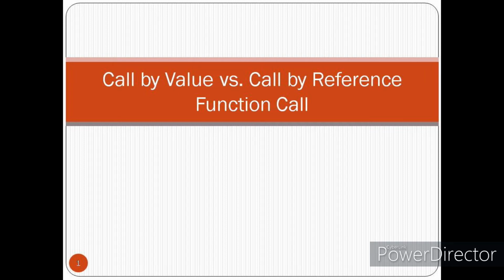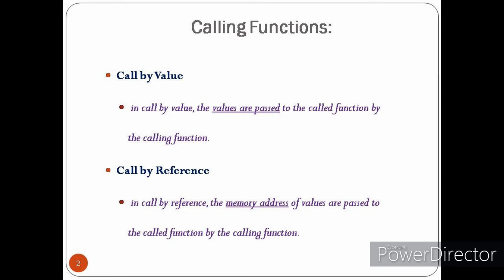Hello all, this section is about different ways for calling a function. There are two methods by which we can call a function: call by value and call by reference. In call by value method, when a function is called, the values will be copied from its actual arguments to the formal arguments of the function. And in the case of call by reference function call, the references will be passed from the calling function to the called function.